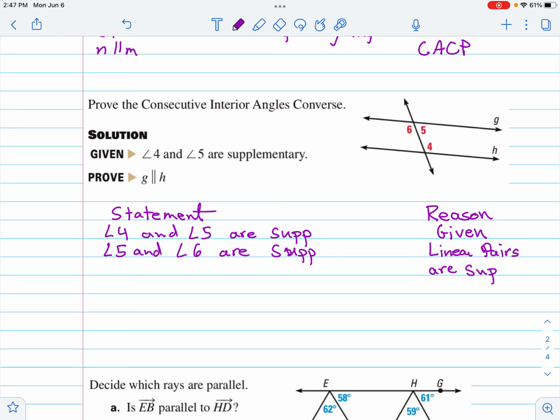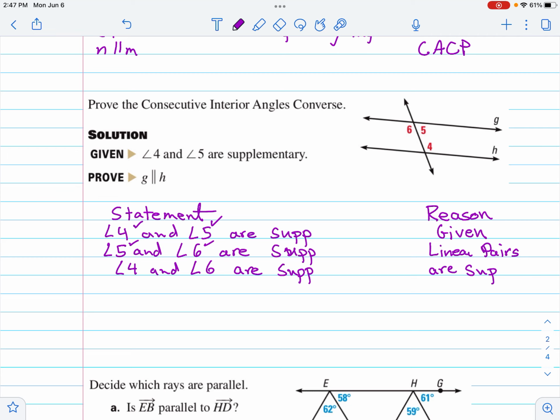Okay. Therefore, now notice, the measure of angle 4 plus the measure of angle 5 adds up to 180. Okay, the measure of angle 5 plus the measure of angle 6 adds up to 180. Therefore, look what we have here. Angle 4 and angle 6 are supplementary.